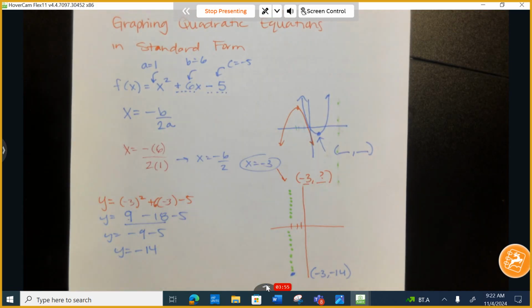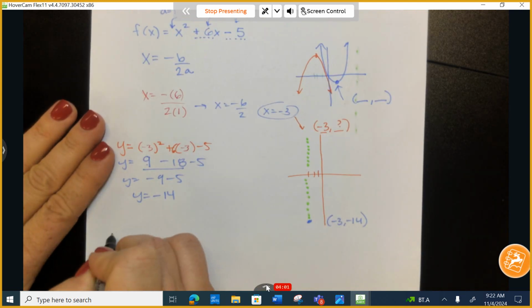So on the front side of your paper, please look where it says class notes. One side says independent practice, one side says class notes. Please write down what I'm writing down right now in blue.